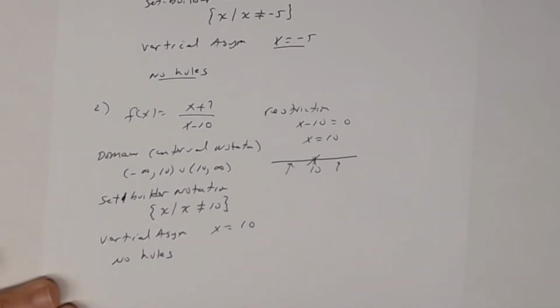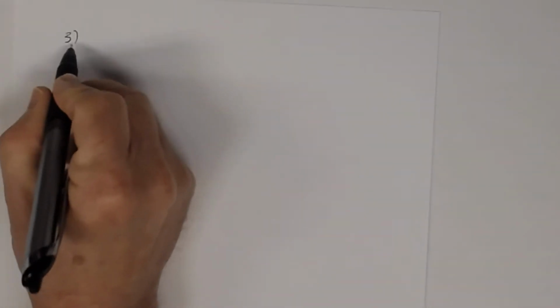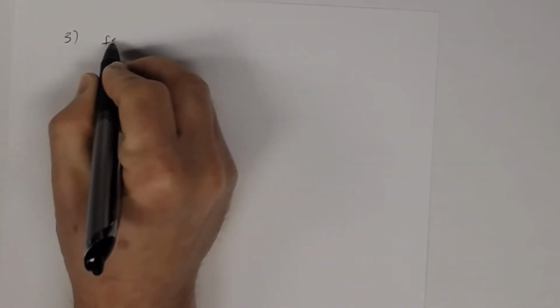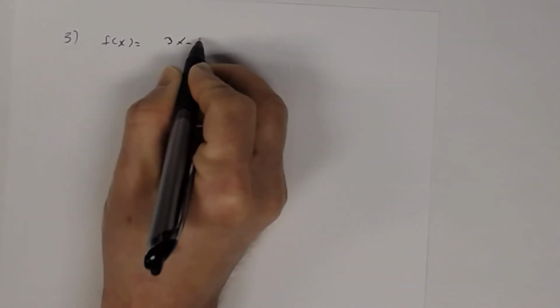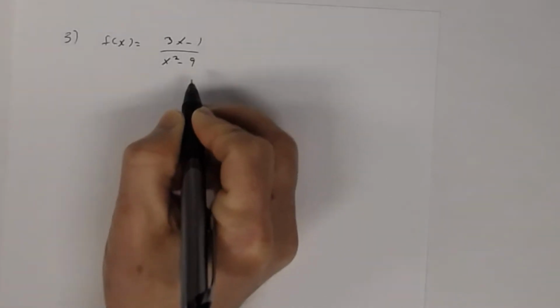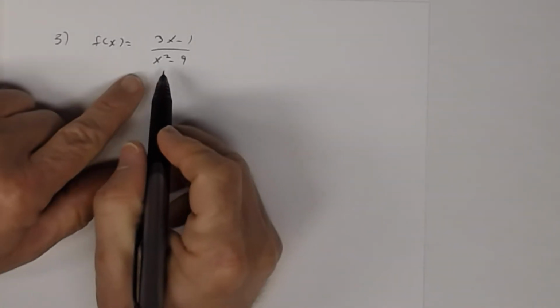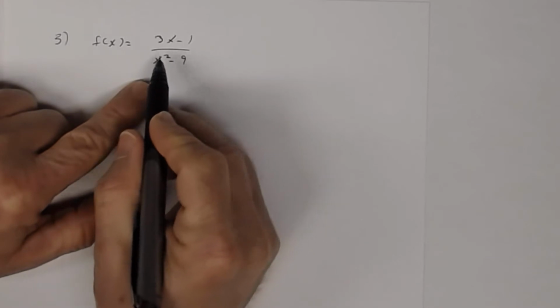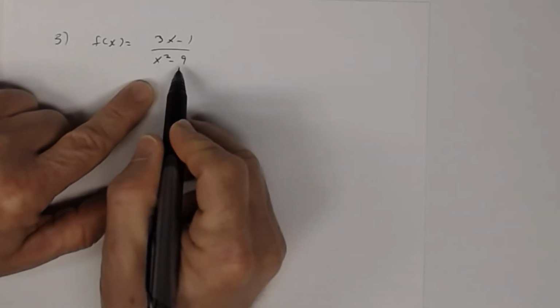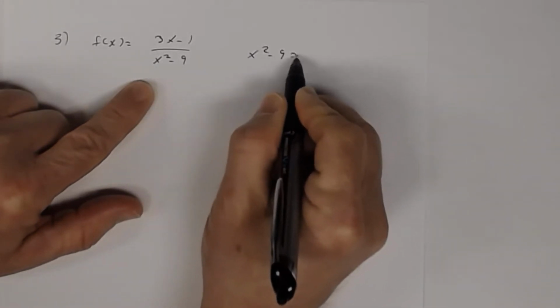Okay, so that was number 2. All right, let's look at number 3. So for number 3, we have this function: f of x equals 3x minus 1 divided by x squared minus 9. To determine the domain, we need to determine what value of x makes the denominator 0. And so I have x squared minus 9 equals 0.